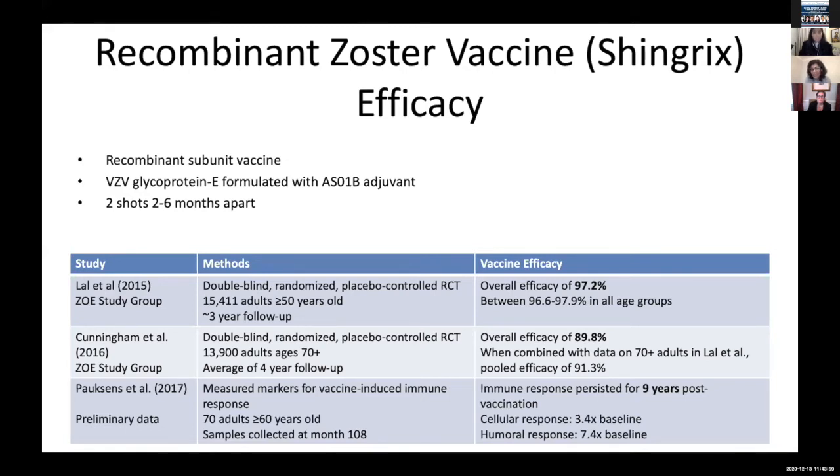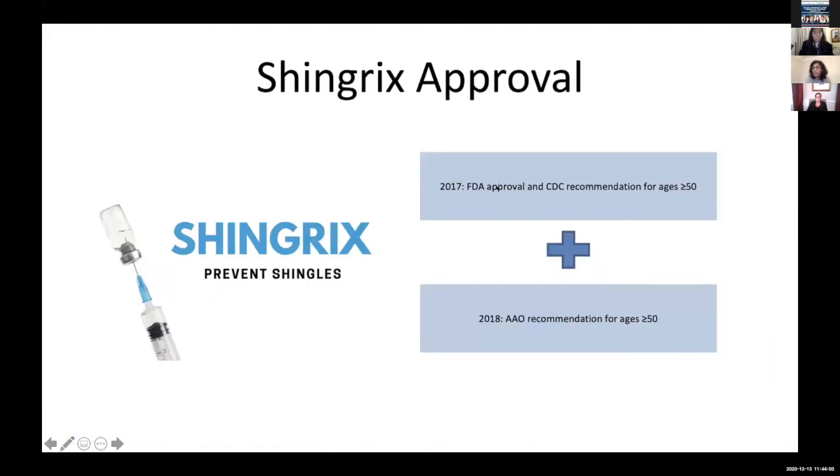So that was not great. But now we have one that is better. And the FDA has approved this, and the CDC recommends this for ages 50 and above. And the AAO has come out strongly saying that they believe that everyone 50 and above should be vaccinated with this new vaccine because it's more effective, and we think the immunity lasts for years. And so hopefully if you get vaccinated, you won't need to get revaccinated, although there's no long-term data on this.